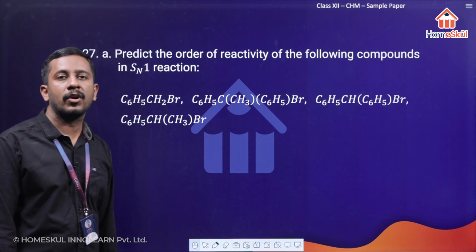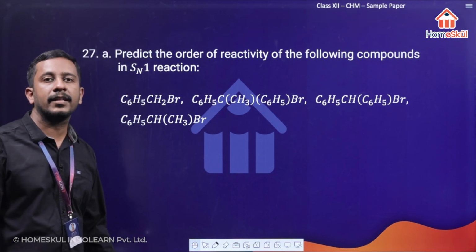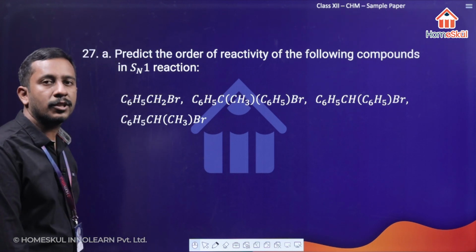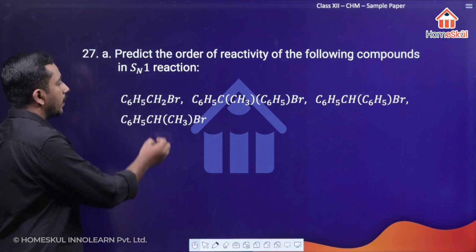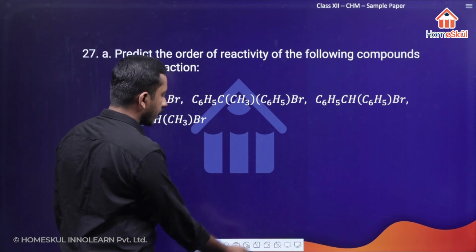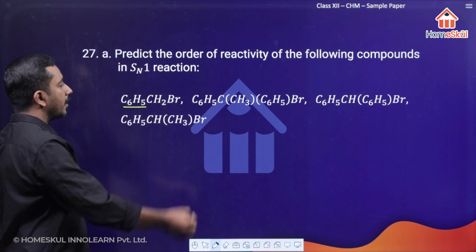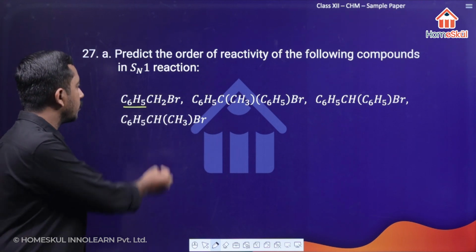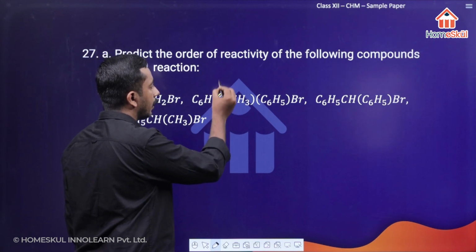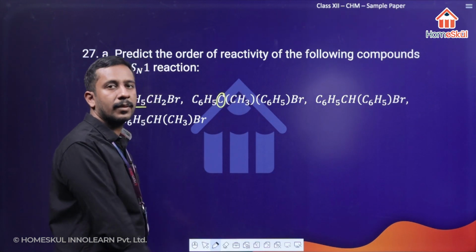The more stable the carbocation that is formed, the more inclined the compound will be to follow the SN1 mechanism. So let us see how substituted each of these compounds is. If you take the carbon present in the first compound, you can see that there is only one substitution, only one phenyl group. The rest 2 are hydrogens. Now in the second compound, there is a carbon atom and all 3 of them are substituent groups.